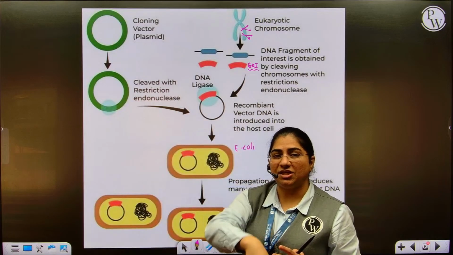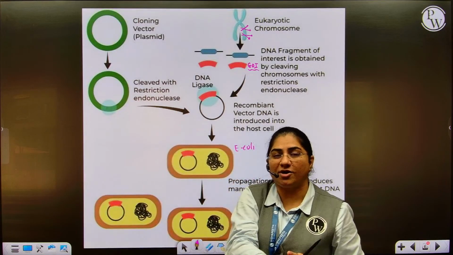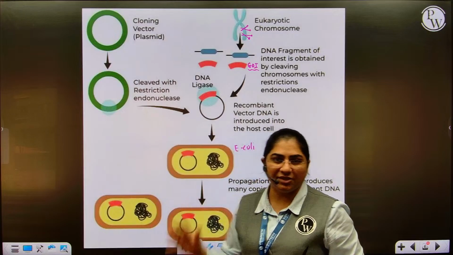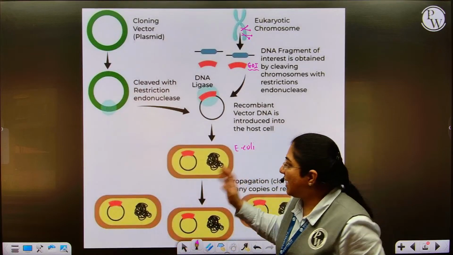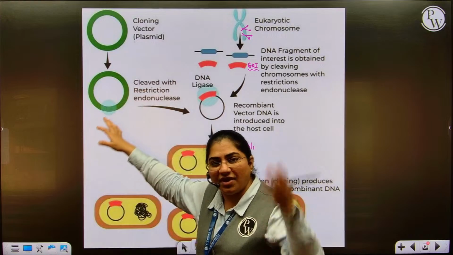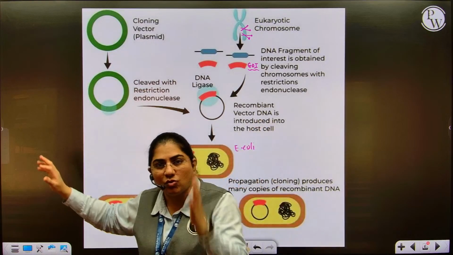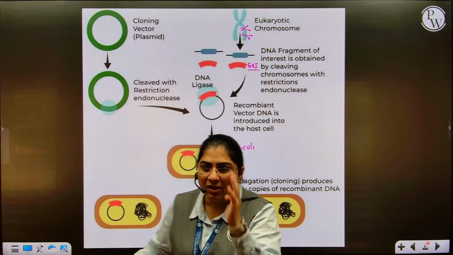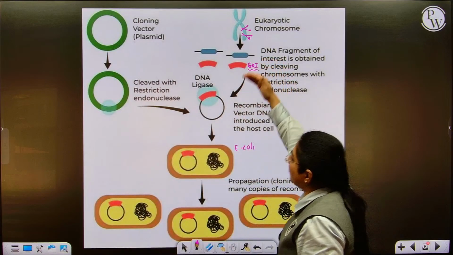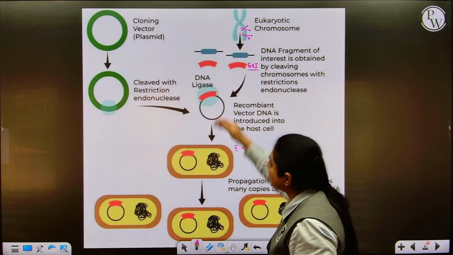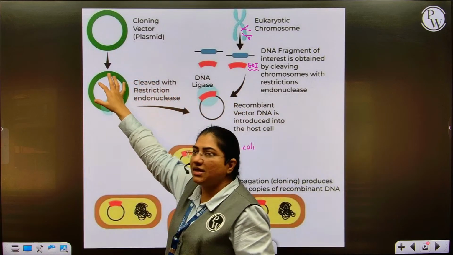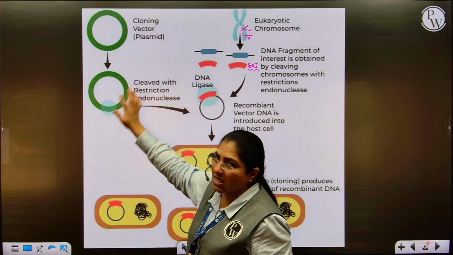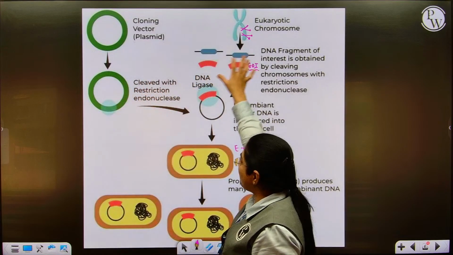Just putting the gene or the genetic material or the foreign DNA will not express in the host organism, and hence we need a vector. The same way as we need a vehicle to go from your classes to your home or from your home to your NEET center, you need a vehicle. Similarly, for the gene of interest to enter into the E. coli or the host, we need a vehicle, and this vehicle at present, let us say, is a plasmid.